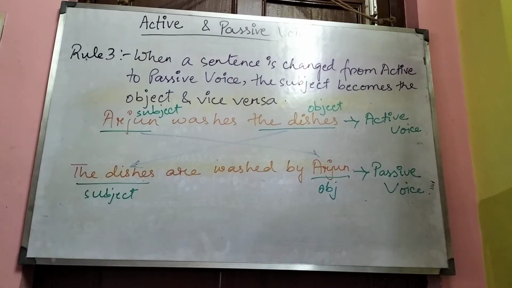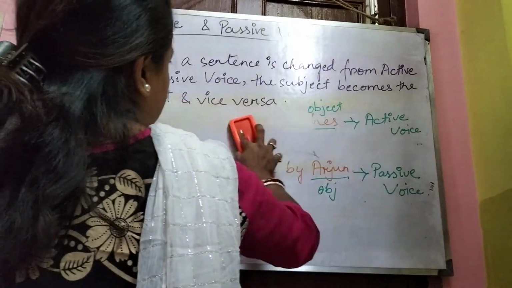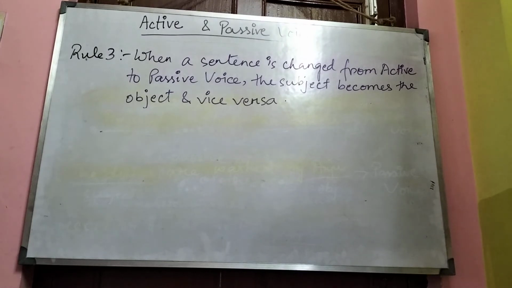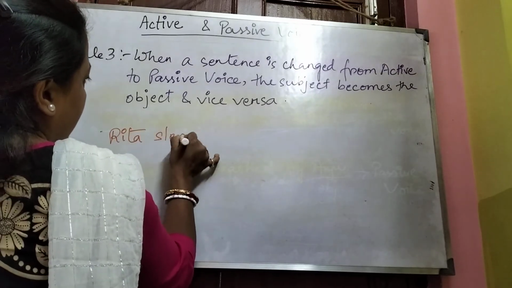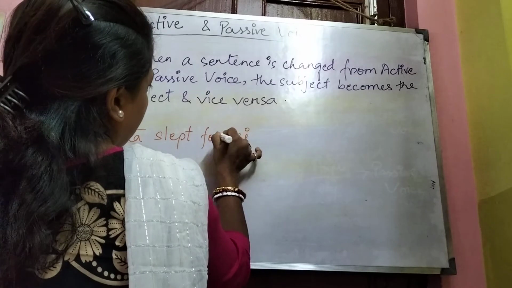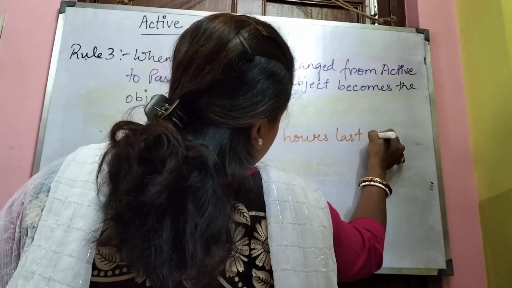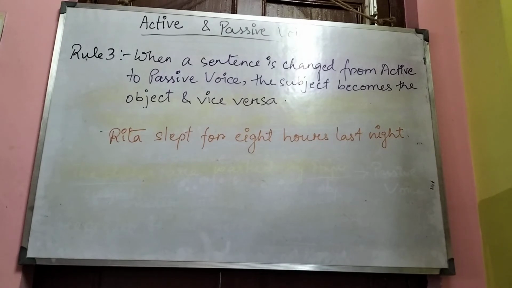Okay, now sometimes a sentence in the active voice cannot be changed into passive voice. I am showing you one example. For example, Rita slept for 8 hours last night.